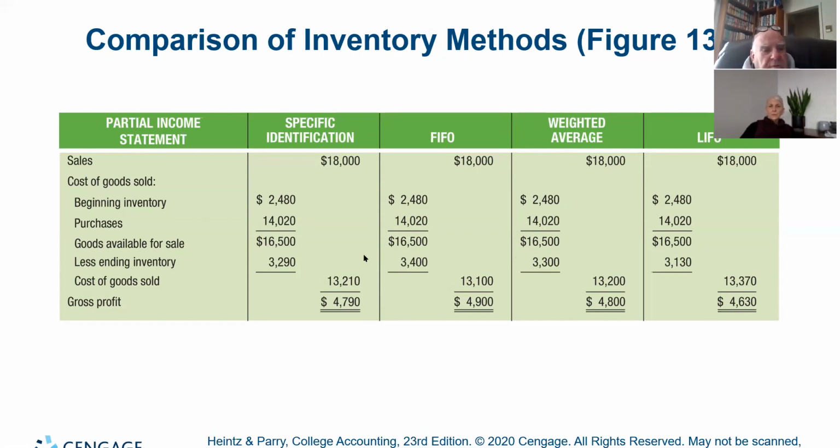Take it a little step further. Your ending inventory is going to be higher for FIFO. It's going to be lower for LIFO. And again, average in between.